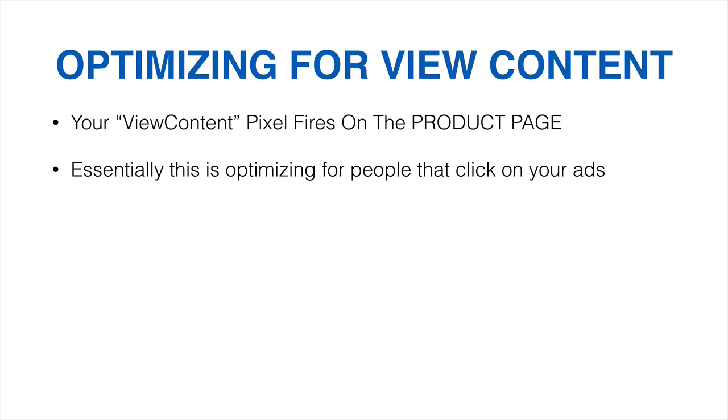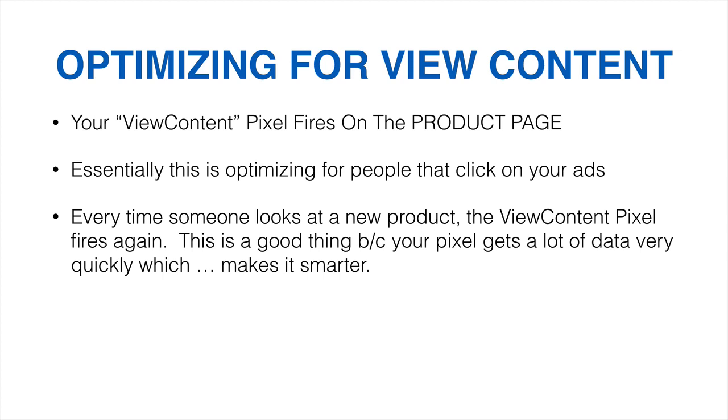Essentially, this is optimizing for people that click on your ads. Meaning, when you start optimizing your ads to show to people that are more likely to be a view content, you're optimizing your ads for clickers. Somebody sees your ad, they click it, and they view a product. That's view content. This is a great way to get started, and every time someone looks at a new product, the view content pixel fires again. This is a really good thing because your pixel gets a lot of data very, very quickly.